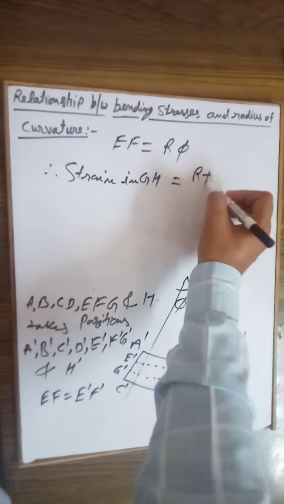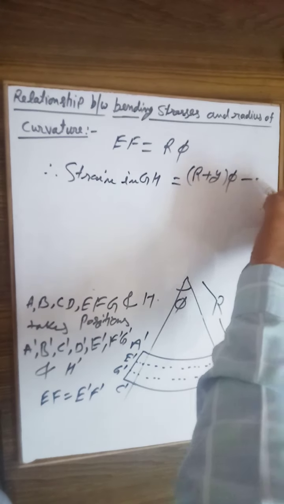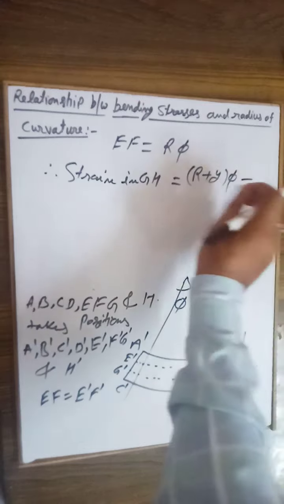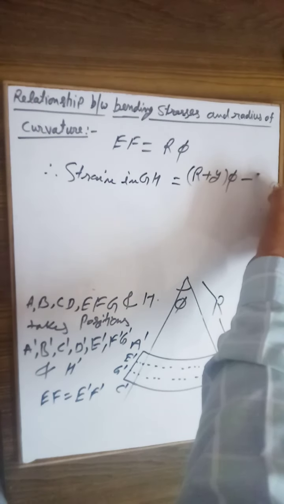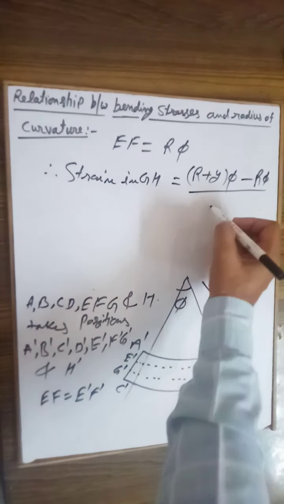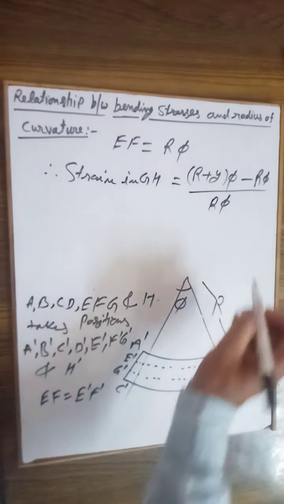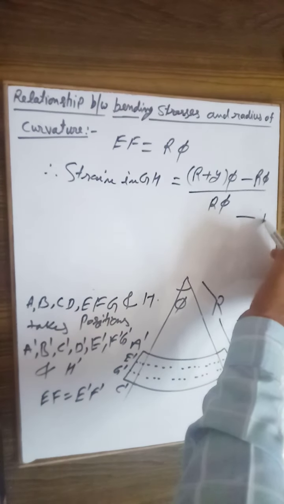So that is R plus y phi minus the initial length. This is our final length after the elongation, and initially it was equal to the neutral axis. And that divided by the initial length. So that is our R phi. So this you can represent as equation number 1.